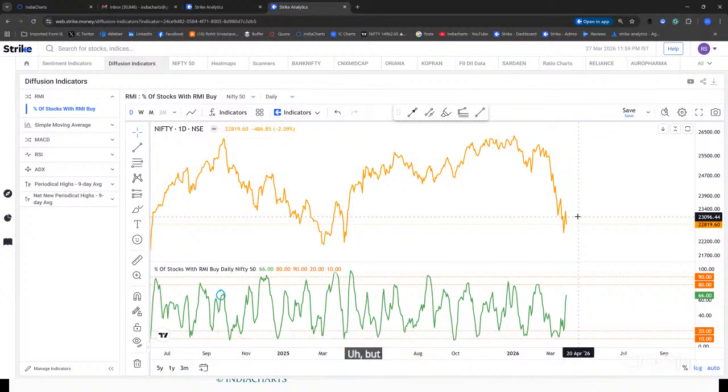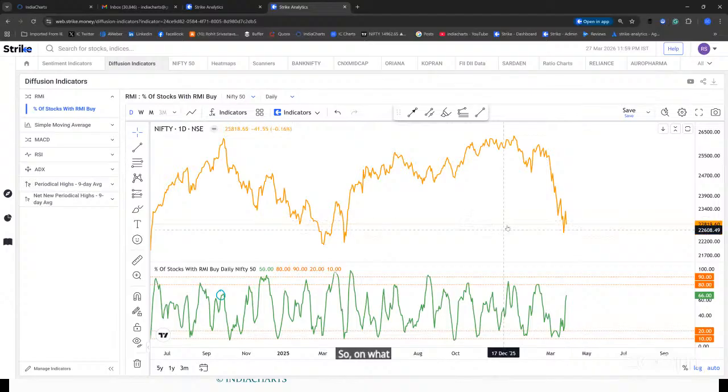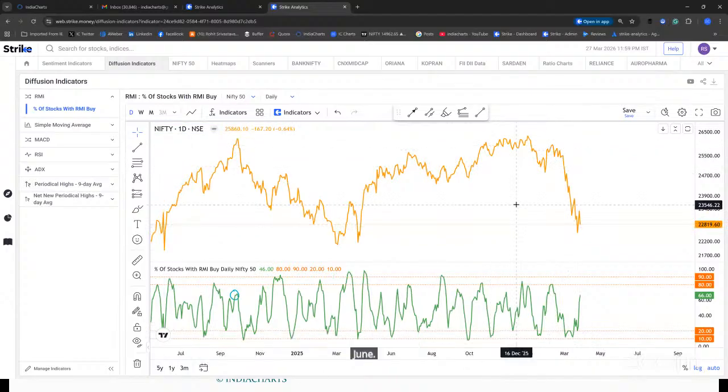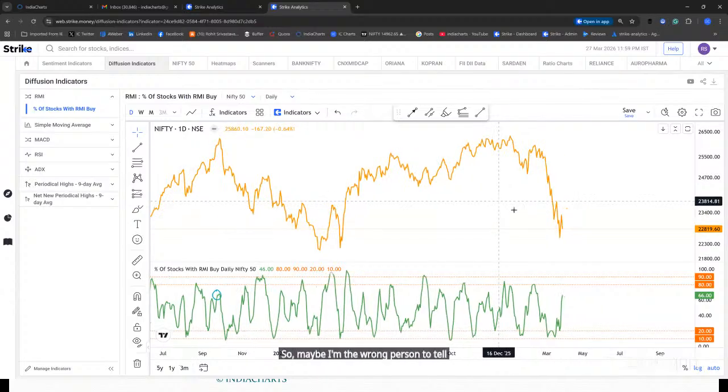But should you sell options now? You yourself know that in this volatile market, if tomorrow morning there is a gap down, the writer is dead. So on what basis do I say that you should be a writer or buyer? I have not been a writer in 30 years. So maybe I'm the wrong person to tell you how to write.